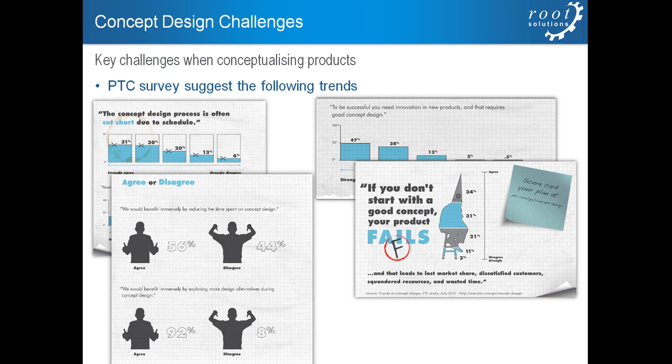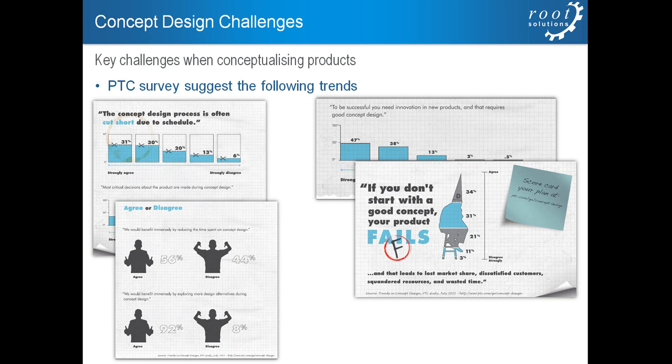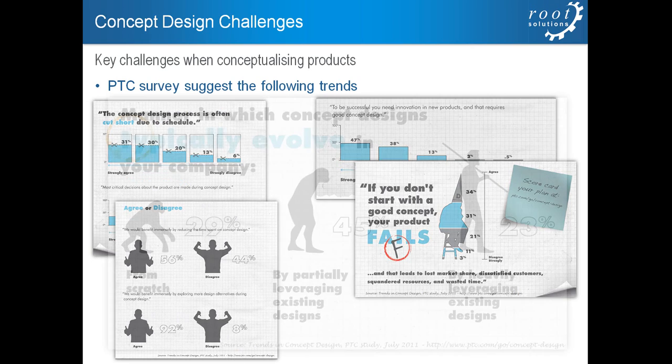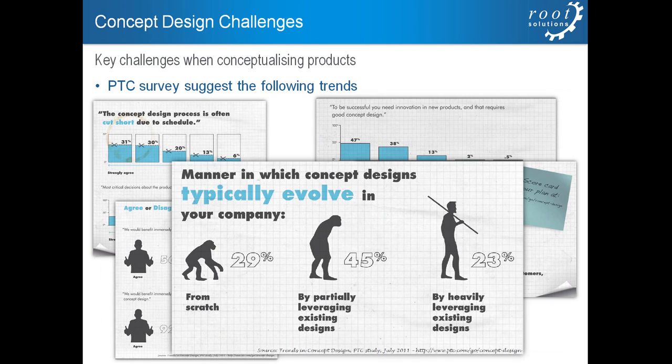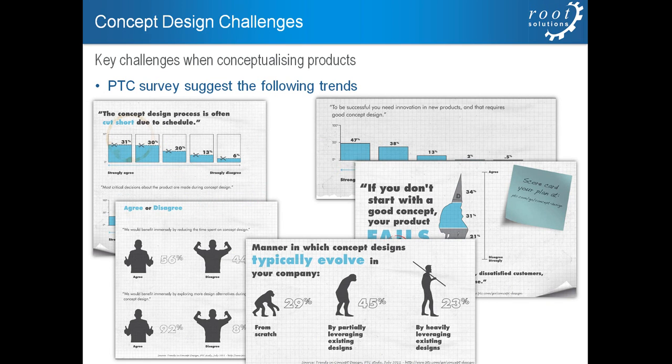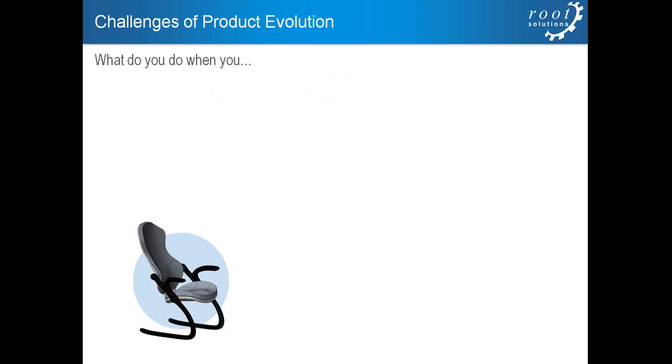So when companies start to evolve these new products, the general consensus was that although they sometimes start from scratch, they usually take existing designs and then evolve and leverage them into these new products that they're creating. Design Exploration Extension was developed with all of this in mind. For this presentation, I'll demonstrate how we can take this chair design and build new concepts around it.